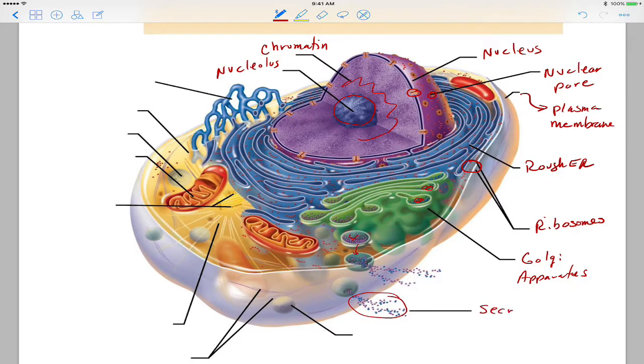So this is some sort of secretory product. So for example, if this were a pancreas cell, a special cell in a section of the pancreas known as the islets of Langerhans, if this were a beta cell, it would be involved in producing a protein, a hormone called insulin, and so those would be insulin proteins being released into the bloodstream. I don't know if that's what they're supposed to be, but that's a good example anyway.